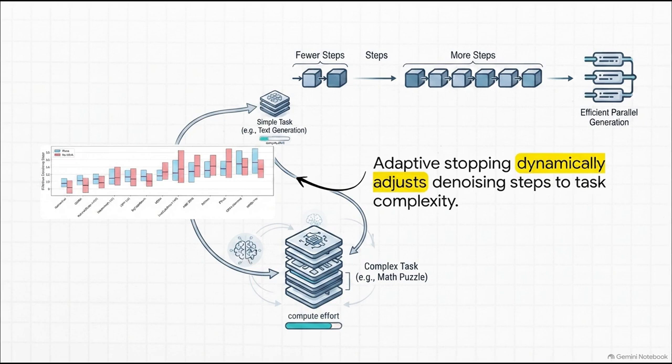And because of that adaptive stopping, DiffusionGemma can dynamically adjust how many denoising steps it takes based on the actual complexity of the task it's been given. Depending on the benchmark, the step count fluctuates. For simple tasks, the model just stops early, saving computational effort and time. But for harder logic or complex math puzzles, it automatically expends more compute steps to ensure accuracy. It's a highly intelligent, automatic allocation of resources.